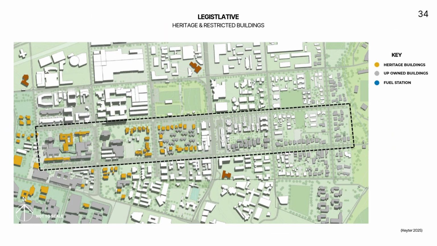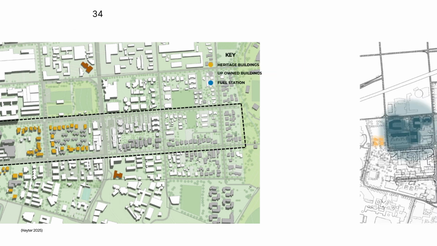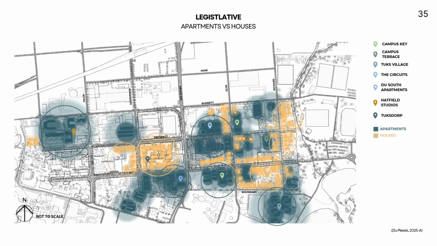The following map showcases the heritage and restricted buildings in and around our site. This acts as an informant as to which buildings are significant and could be kept or demolished in our proposals. The next map indicates the housing typologies in and around our site. There is a distinct mix between apartments and houses. It also shows where existing complexes, apartments, or private accommodations are located. It furthermore hints to the trend in which the area is going in terms of high density and low density accommodation and housing.